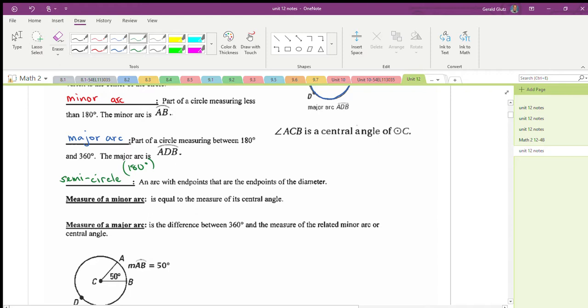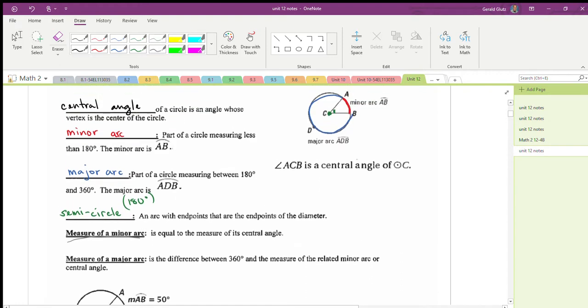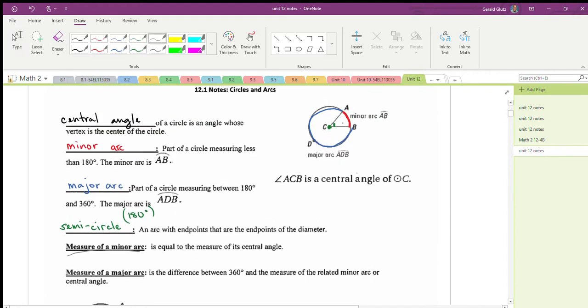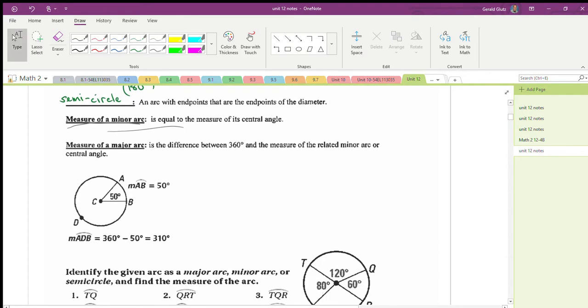So another important piece of information for this unit is that the measure of a minor arc, so if I go back up here, the minor arc was this red part of the circle over here, is going to be the same as the angle ACB right there. That's what this is saying right here. The measure of the major arc is the same thing. So if this minor arc right here was 50 degrees, that means the central angle right here, ACB, is also 50 degrees.